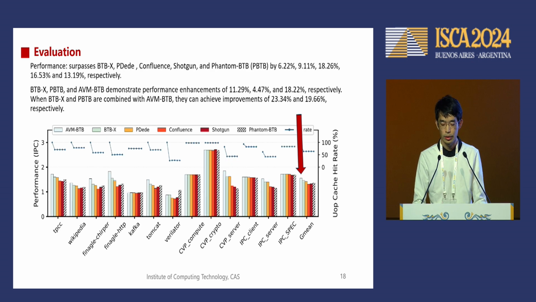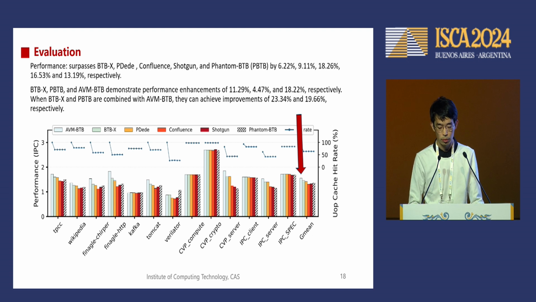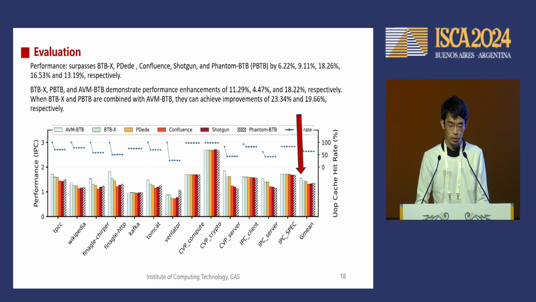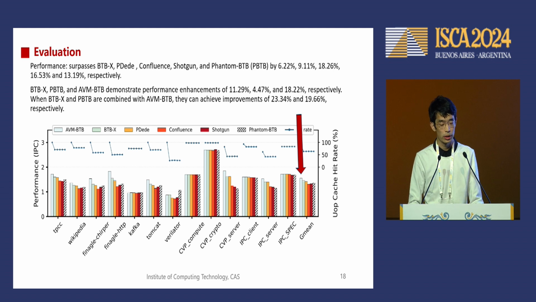When compared with other state-of-the-art BTB optimizations, we select the BTB compression work, BTB-X and PDede, the BTB prefetch work, Confluence and Shotgun, and the co-optimization work between BTB and last level cache, Phantom BTB. And in comparisons with these 5 works, AVM-BTB maintains a leading position on most test suites and exhibits the highest average performance gains. And additionally, AVM-BTB is not conflicting with all the aforementioned works and can be used in conjunction with them.